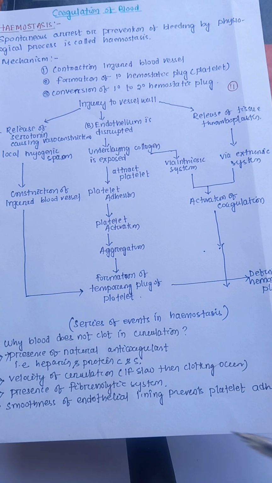Okay, and also the smoothness of the endothelial lining prevents platelet adhesion. If the endothelium is smooth, there will be no ruptures, and generally there will be no platelet adhesion. If there is no platelet adhesion, there will be no primary plug formation. If there is no primary plug formation, there will be no secondary plug formation, and there will be no clots. Like this, that is why blood is not coagulated inside our body.